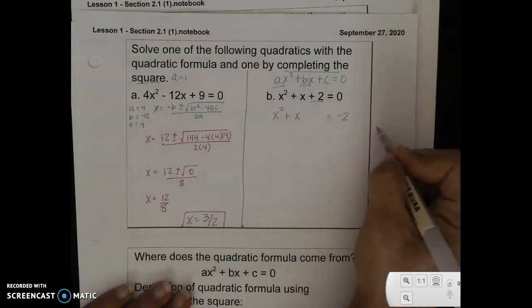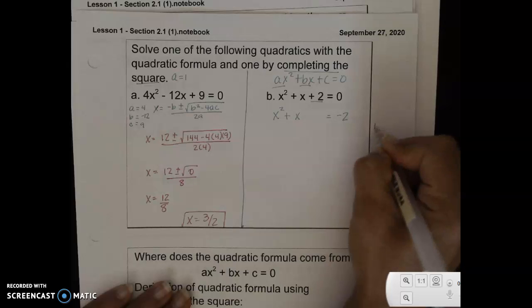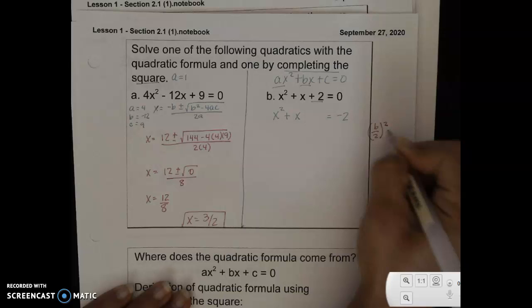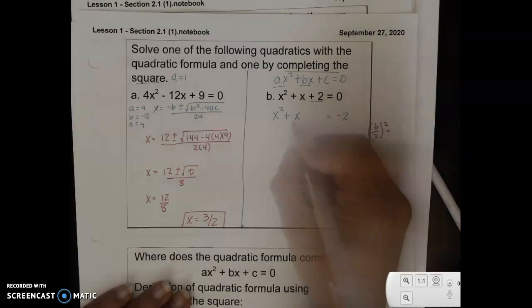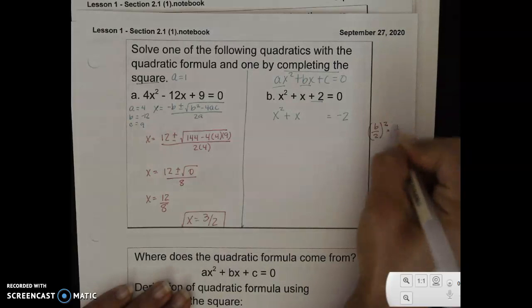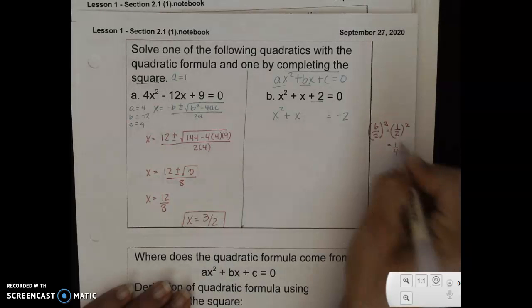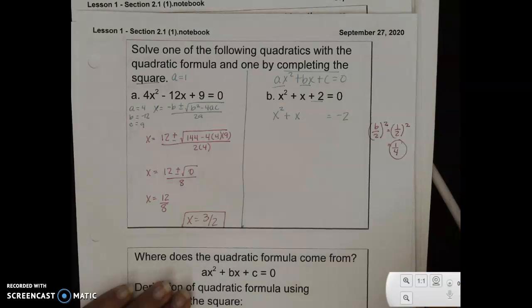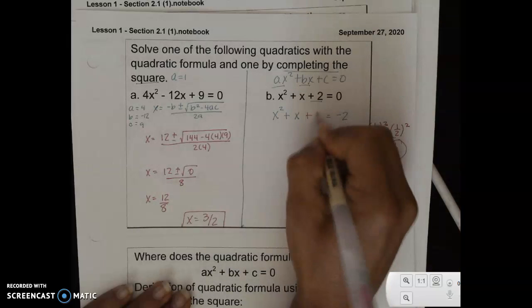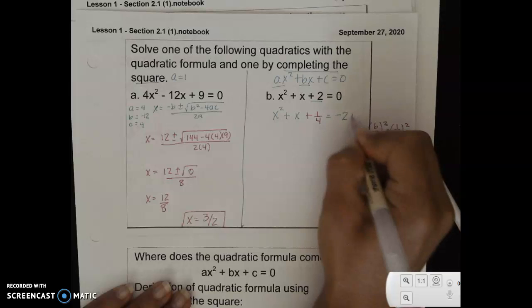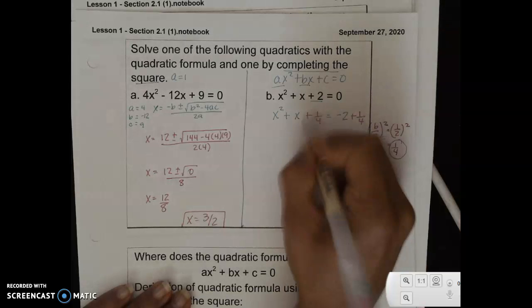The next step is for us to take the b value, divide by 2, and square. For us, that means 1 is our b value, so 1/2 squared gives me 1/4. This is the value that I'm going to add to both sides. So I'm going to add 1/4 to both sides, and that's why I leave this space here when I move the c.